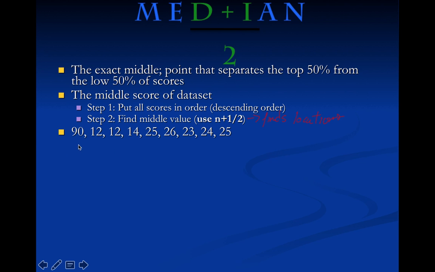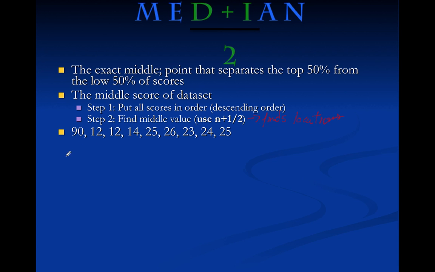Here are your numbers: 90, 12, 12, 14, 25, 26, 23, 24, and 25. My first task when I encounter this data set is to put all my scores in order. Here I'm going to go smallest to largest. You'll notice that 12 occurred 2 times in my data set, so I have to write 12 2 times. I cannot write 12 just one time.